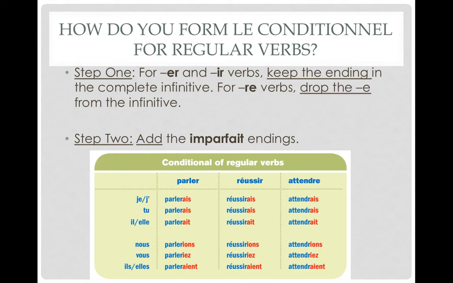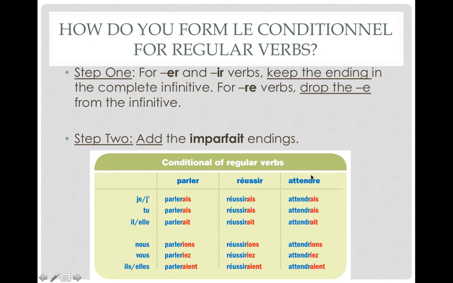W-O-U-L-D. Okay? Then we see the same example for réussir. You have the infinitive over and over again, with just the corresponding imparfait ending. And then for attendre, because this is an RE verb, it's almost the same, but you just drop the E beforehand.